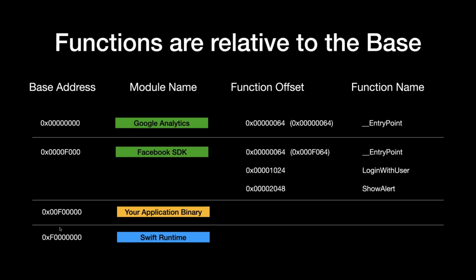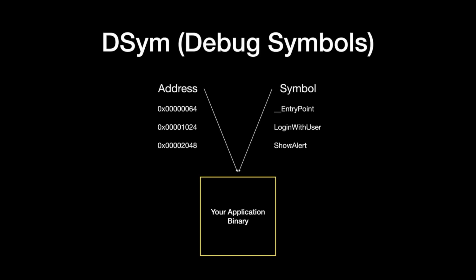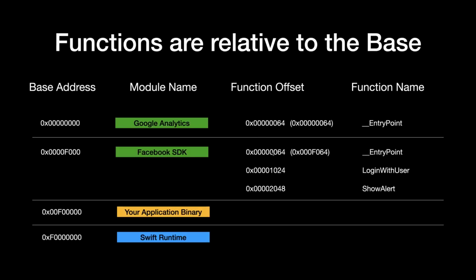So here we're looking again at the base addresses of our modules and our module names, and then these are functions implemented in those modules. So for example, the Facebook SDK implements a function called entry point. That entry point is located 64 bits past the beginning of the Facebook SDK. But if you remember, we loaded the Facebook SDK at address F and 3 zeros. That means the real absolute address of Facebook's entry point is F064.